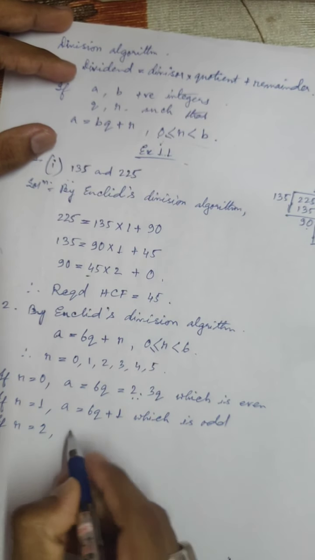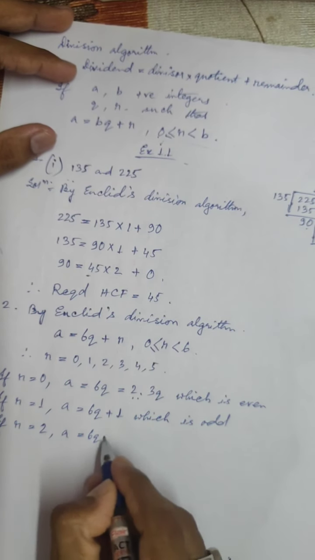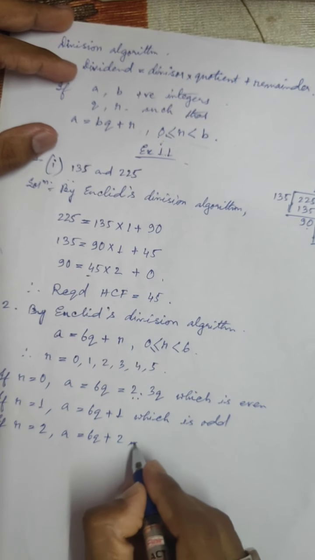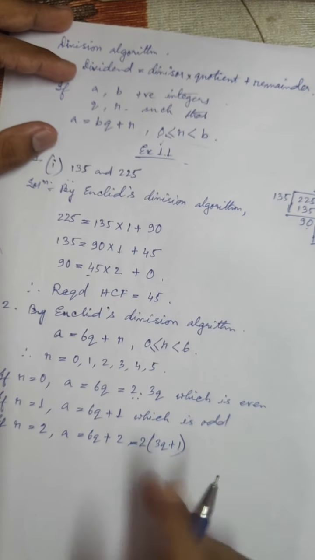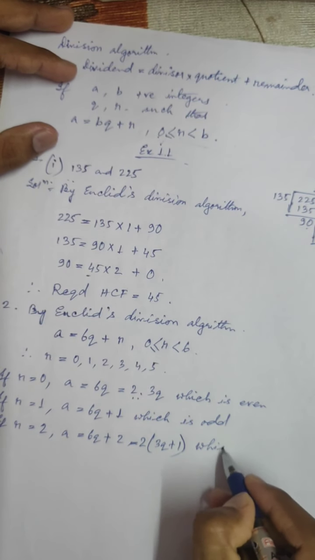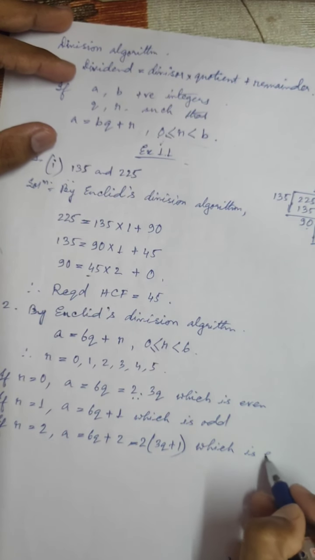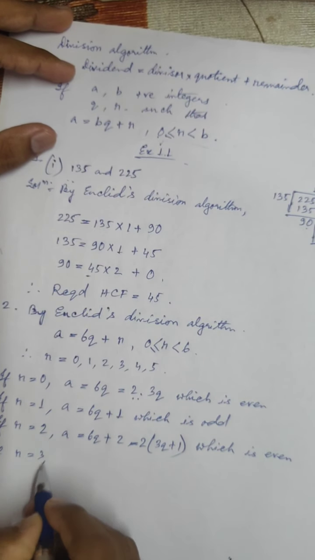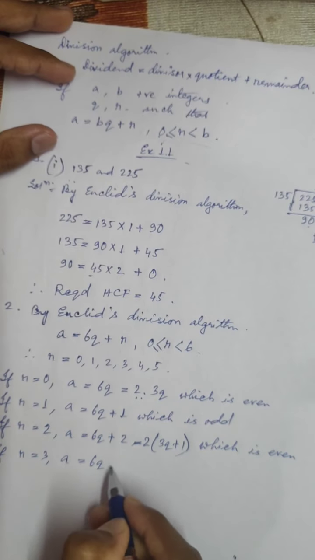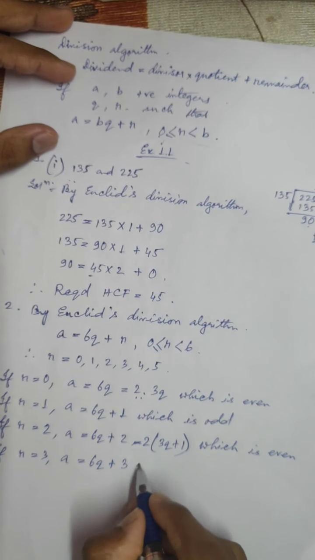If r equal to 2, then a equal to 6q plus 2. This we can write as 2 into 3q plus 1. So it has a factor 2, which is even. If r equal to 3, a equal to 6q plus 3, which is odd.